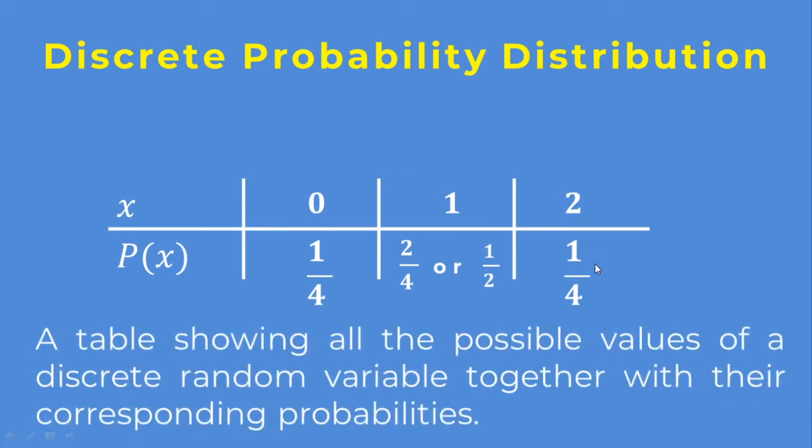Now, discrete probability distribution is a table showing all the possible values of a discrete random variable together with their corresponding probabilities. So, makita natin dito sa table na ginawa natin, dito sa first row, nandito nakalagay yung all possible values of discrete random variable. Ito yung 0, 1, and 2.